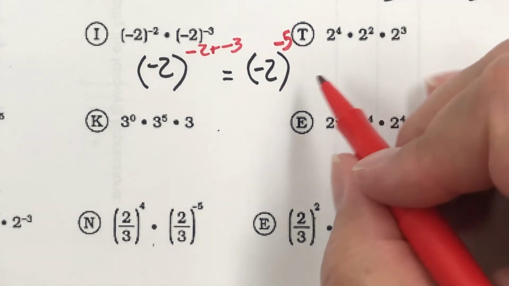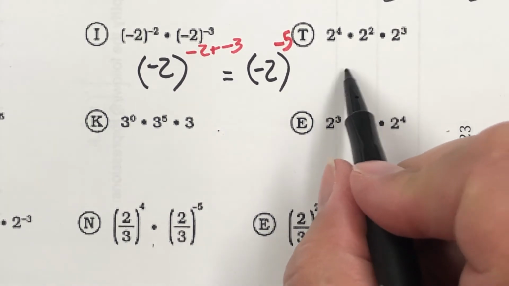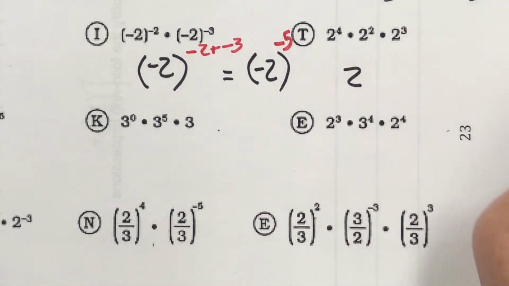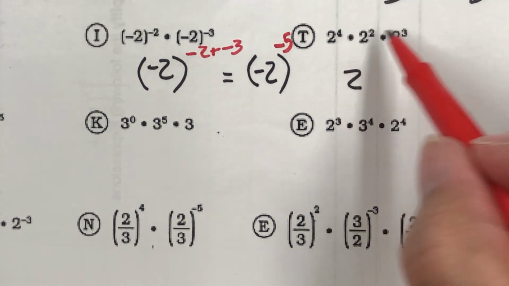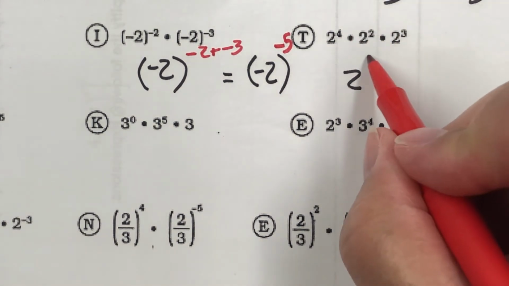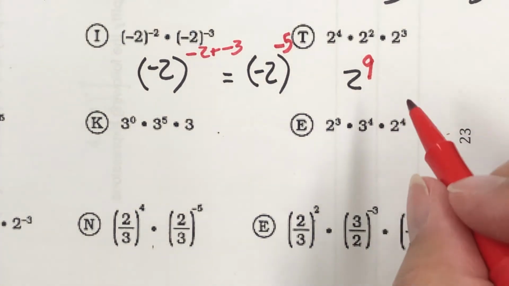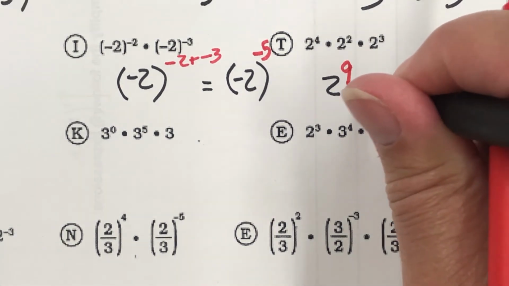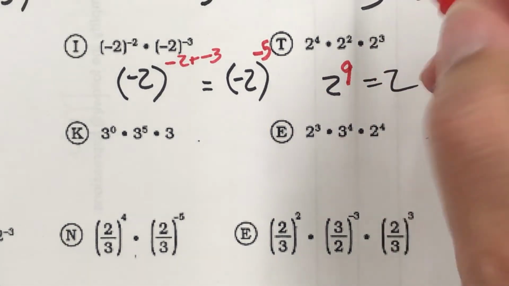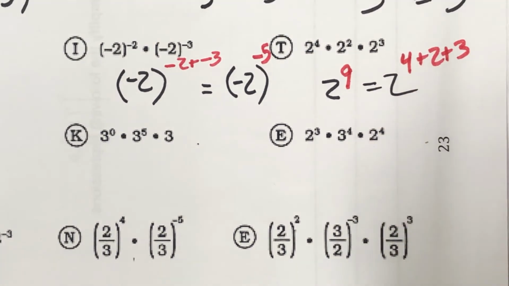This one, keep the base 2. Add all these exponents, 4 plus 2 plus 3. I'm going to do it without even writing. 4, 5, 6, 7, 8, 9, 2 to the 9th. Oh, you cheater, Bono, you didn't show your work. And you made it look like a 29. Good thing I write in different colors, huh? So I'm going to rewrite that. 4 plus 2 plus 3.